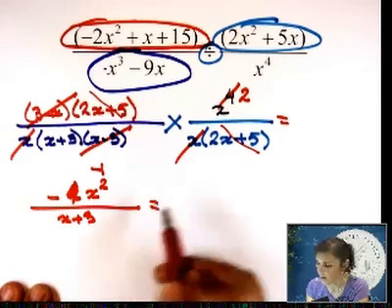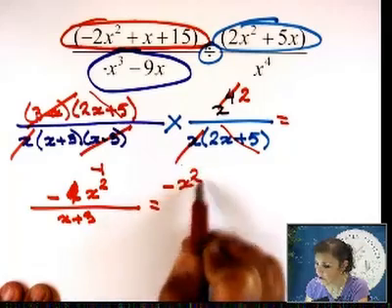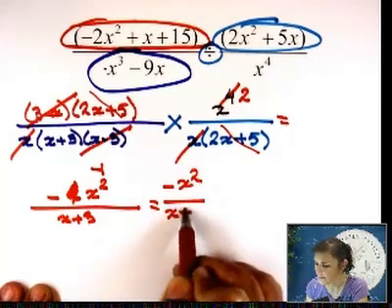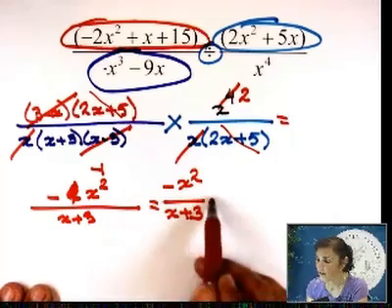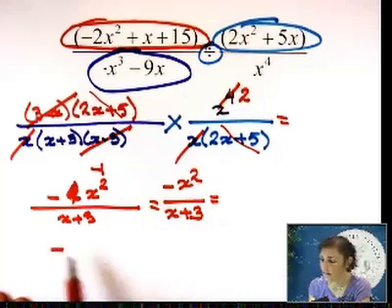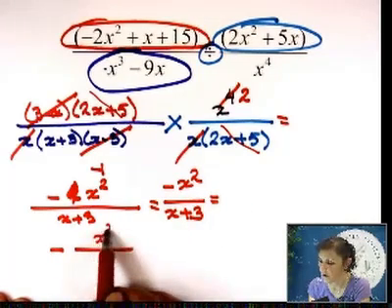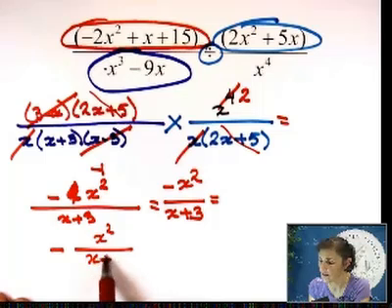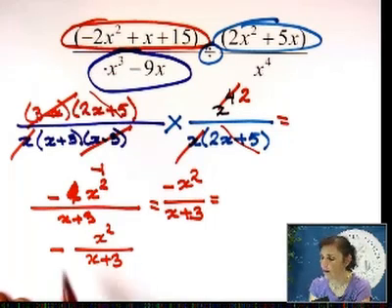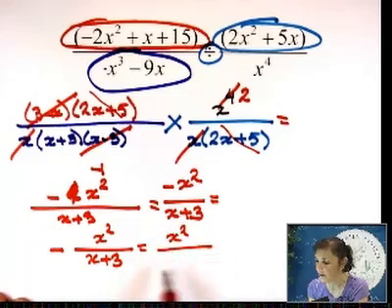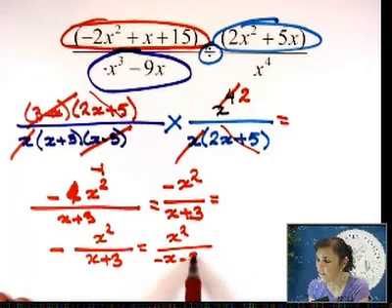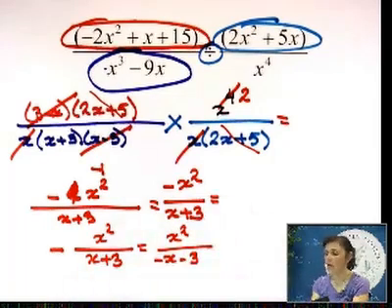Let me write this pretty. Negative x squared over x plus 3. You can also put the negative in front of it. Negative x squared over x plus 3. Or you can put that negative at the bottom. It does not matter. X squared over negative x, negative 3. Any of these answers, this, or that, will be okay.